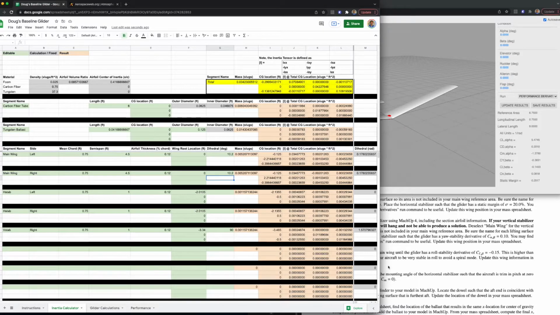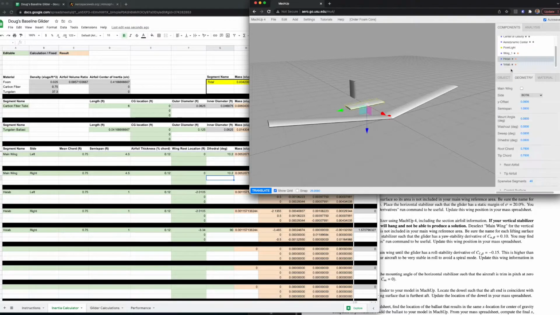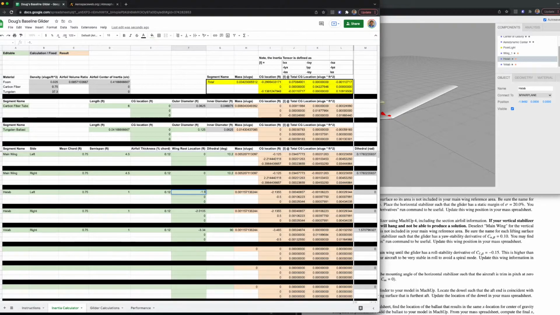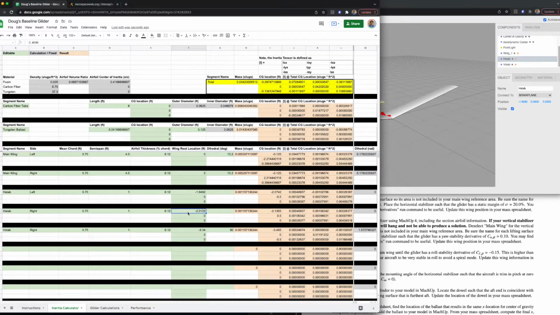Okay, the horizontal stabilizer. Let's find out where that is sitting. So our H-stab is sitting at minus 1.9492. So I need to put in minus 1.9492 right there. And remember, this is all in feet. I'm using feet for everything over here. Now, Mockup 4 is completely non-dimensional, so you can be using any units that you want as long as you're consistent between everything. So I'm using feet for everything, and that's what we're asked to put in this spreadsheet. So let me copy that down here, minus 1.9492. That gives us that location, and it doesn't have any dihedral, so that's 0.